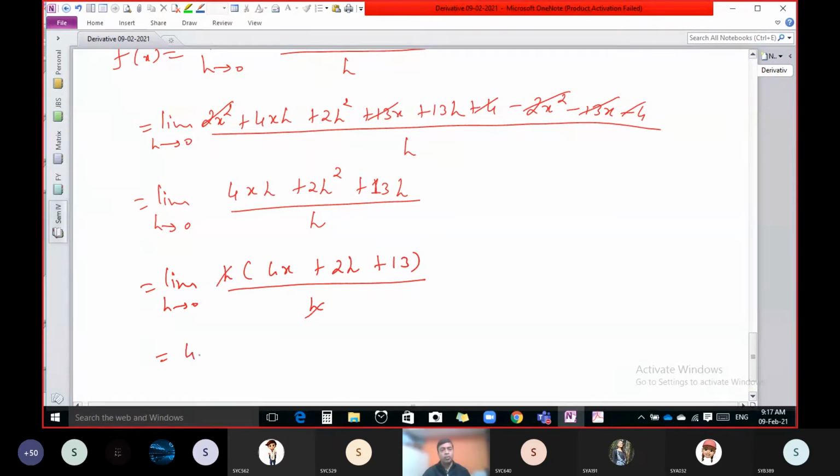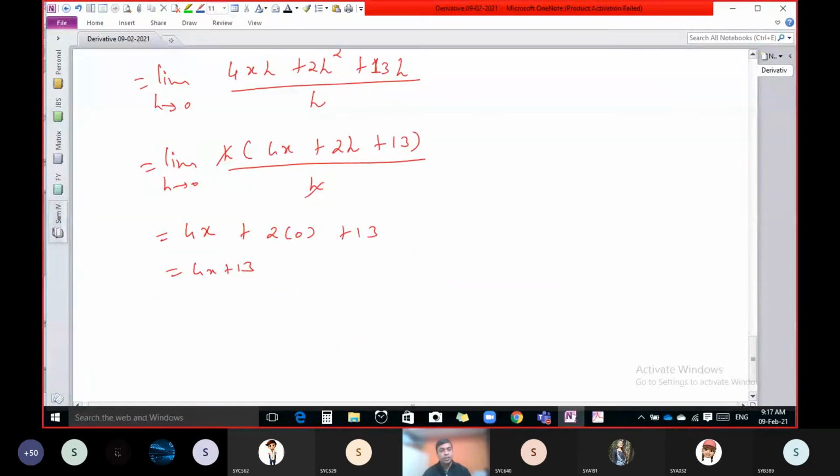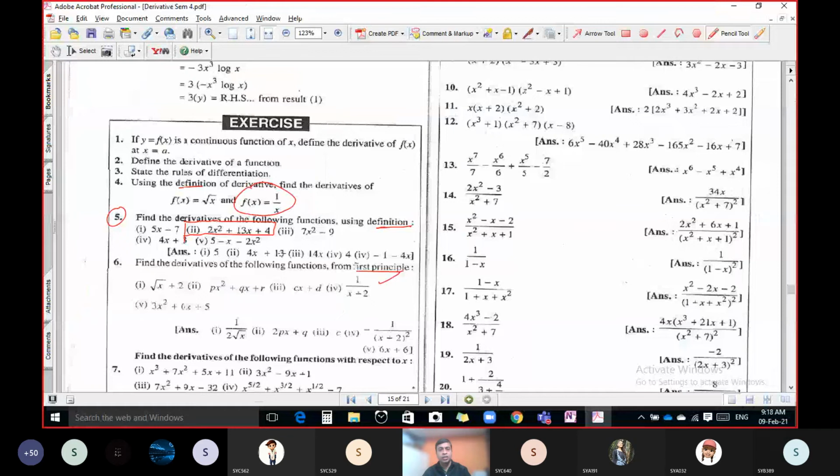So what we get? 4x plus 2 into 0 plus 13. So 2 into 0 is 0. So 4x plus 13. This is f dash x. So this is our final answer, 4x plus 13 for this question. Now let us do one more question.